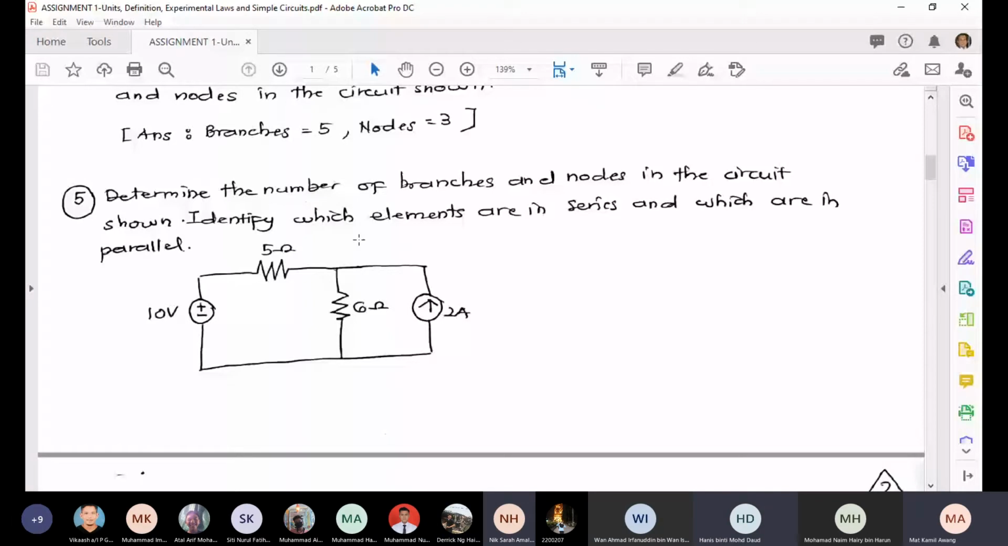So how are these elements connected? The 10 volt source and the 5 ohm resistor are in series. The 6 ohm resistor and the current source are in parallel. And this 6 ohm resistor is also in parallel with the series combination of the 10 volt source and the 5 ohm resistor. So this part is in parallel with this part. Next.